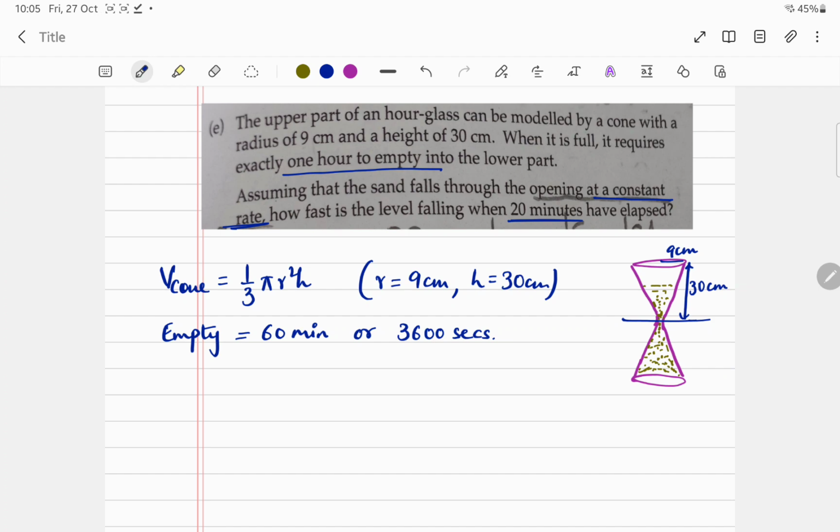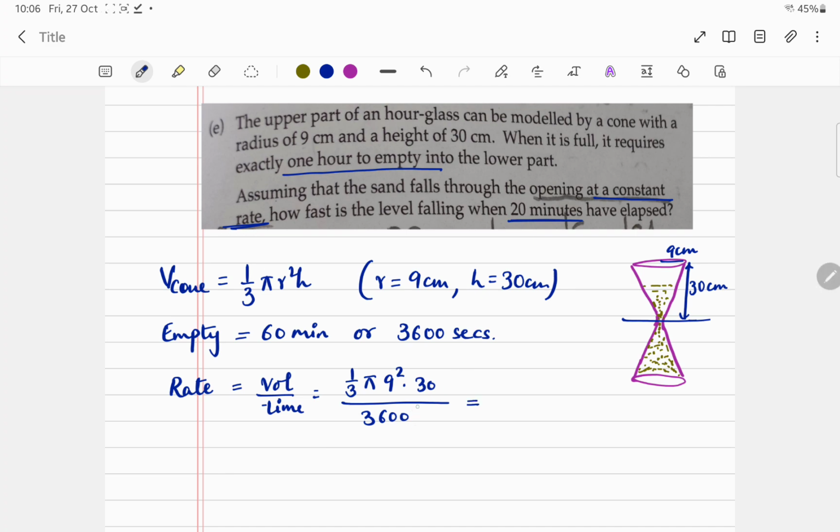They haven't given us the constant rate, but they have given us the volume and the time, so we can find the rate. So rate is equal to volume over time, right? Volume is 1/3 pi r squared h over time. Let's take seconds, because centimeters per second would look better than centimeters per minute. But you can use minutes if you want, that's fine.